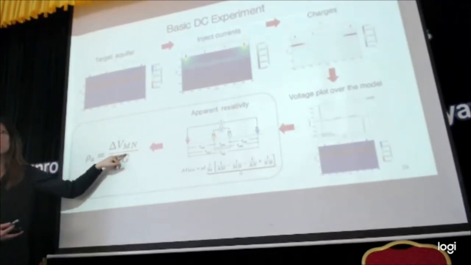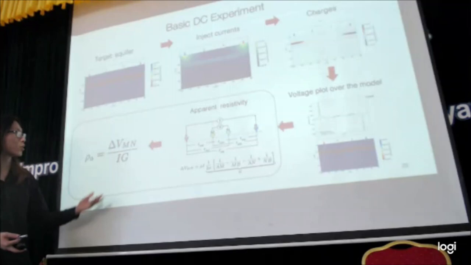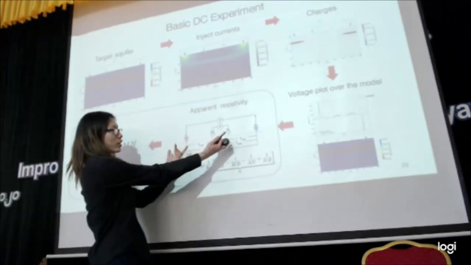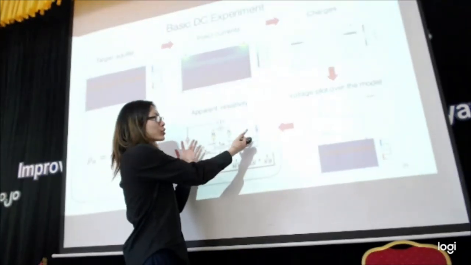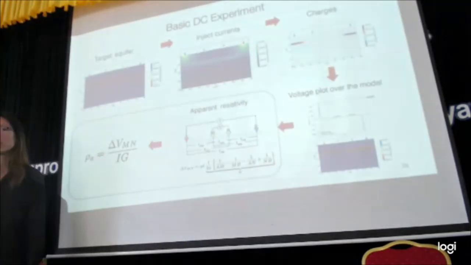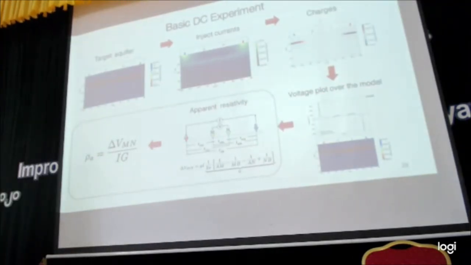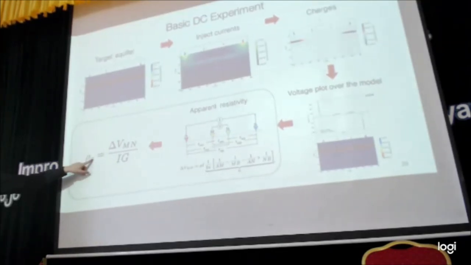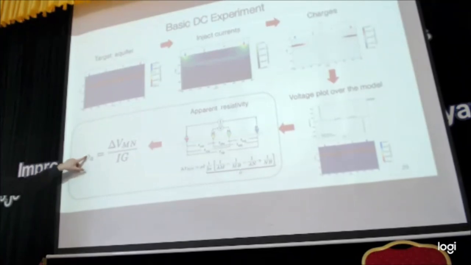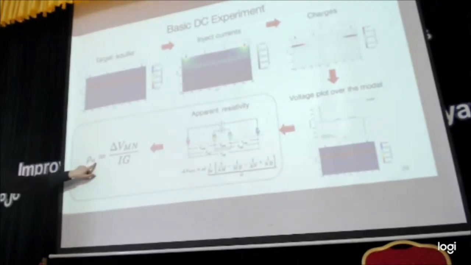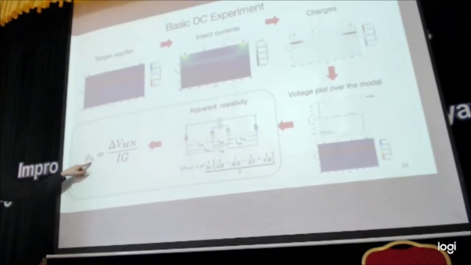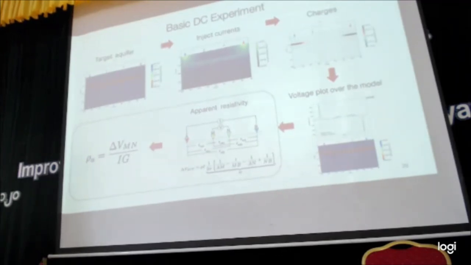This G, it's a geometric factor. So it will change depending on how far apart these electrodes are spaced. Now you notice that it's not just rho, it's rho with a small a. So this is not just resistivity, we call it the apparent resistivity.